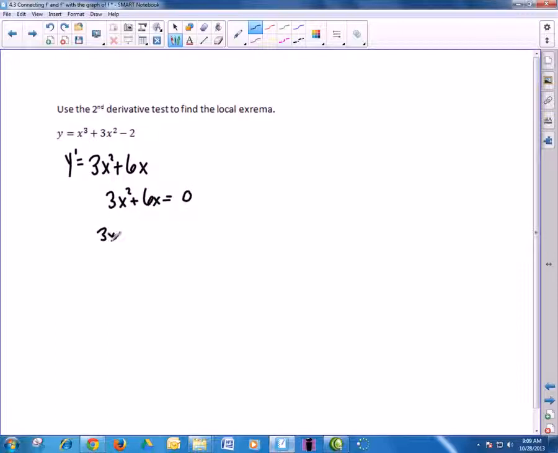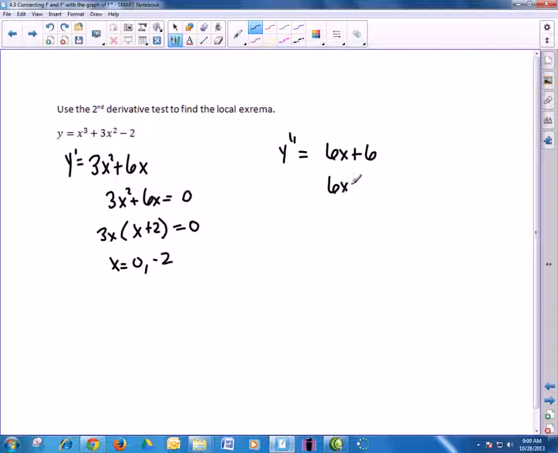Let's take the 3x out, and you'd have x plus 2 inside. Set that equal to 0. You would have x equal to 0 and negative 2. So those are our critical points. Now we're going to go ahead and find our inflection points. The second derivative would be 6x plus 6.